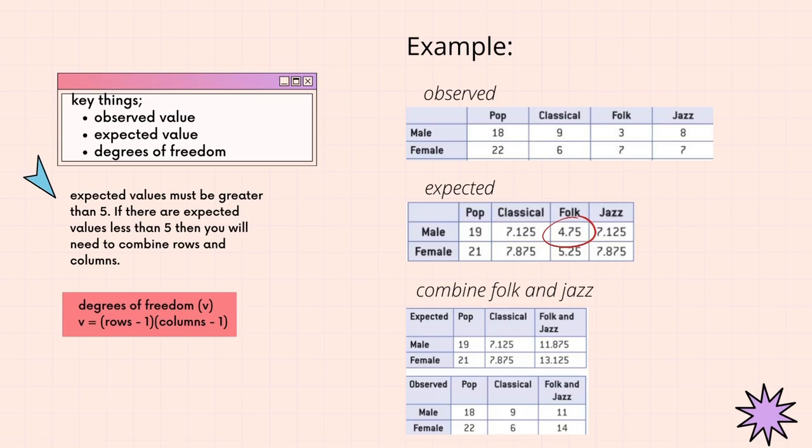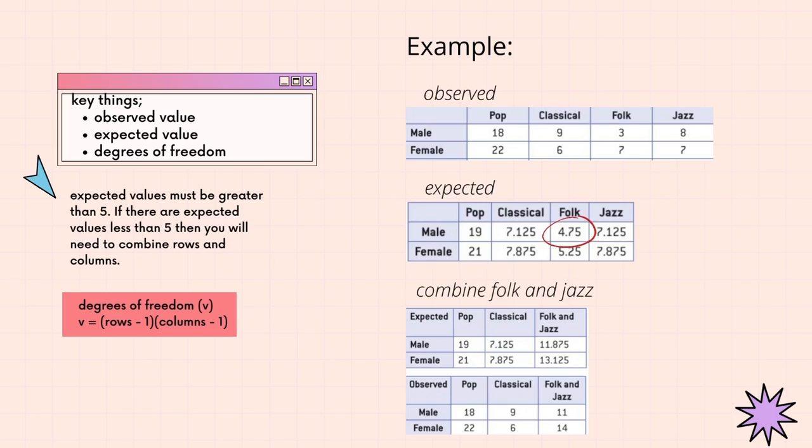If you want to see a clearer picture, let's look at the example next to it. There you can see that the expected value for folk is 4.75, which is less than 5. So you have to combine the rows and columns of folk and jazz. That is how you get the table below it, which is the table of the combined expected values for folk and jazz. Combining the expected values also means that you have to combine the observed values, and hence these two tables are created.